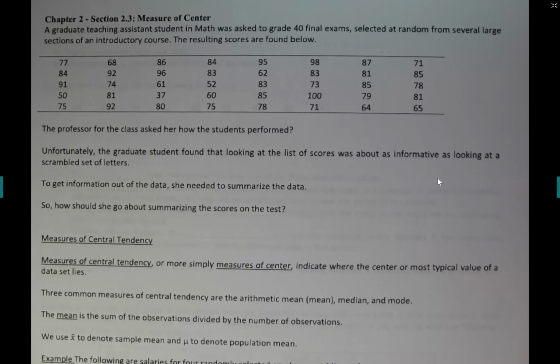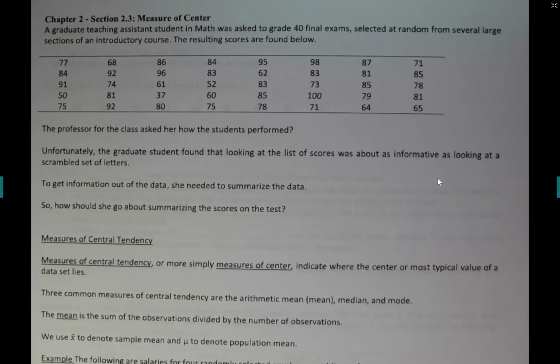It's a Greek letter. It's to denote just the population mean. My question to you guys, before I do the example and show you how to find the mean. The following are salaries for 4 randomly selected employees at Microsoft. Calculate the mean. Would the symbol for this example be X bar or would it be the second one, mu? What would you say?